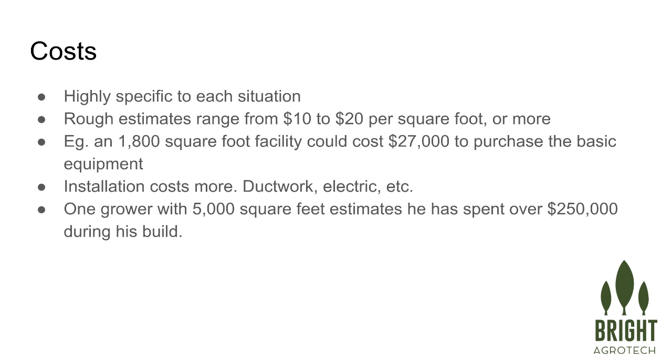Right here we have an example. A grower has about 5,000 square feet, and he estimates he has spent $250,000 over the last 5 years, including labor, including all of his nuts and bolts. $250,000 for an HVAC system. Right. Seems fairly significant. It is significant, and it adds up.